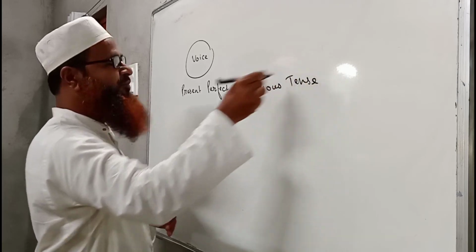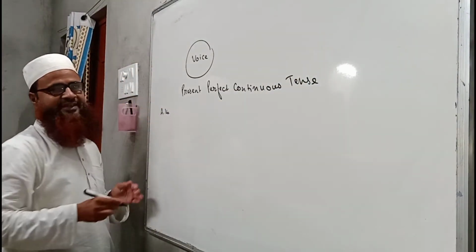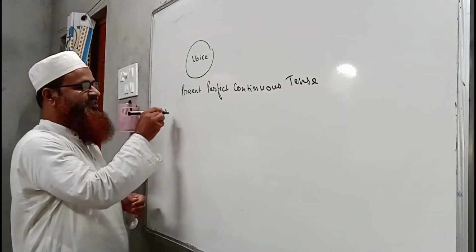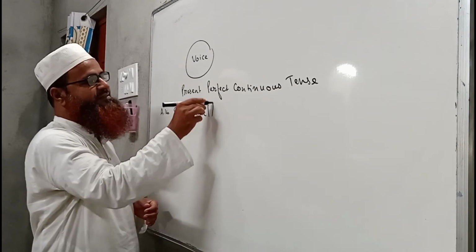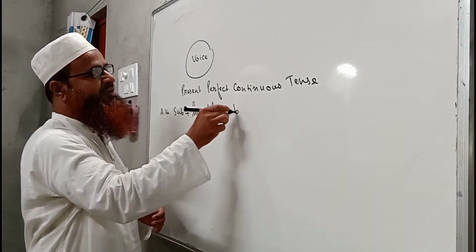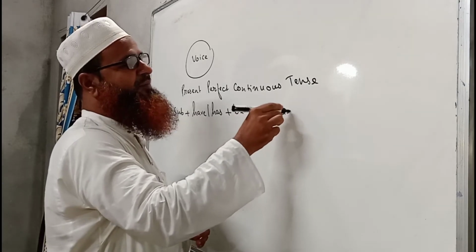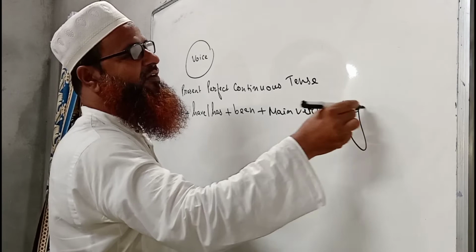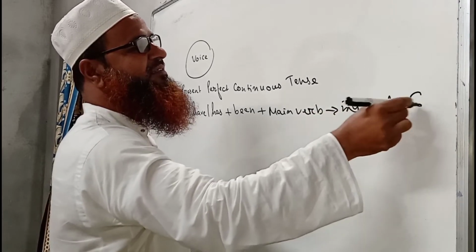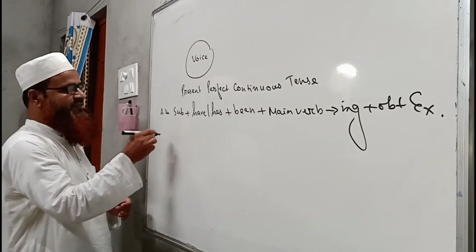So the active voice, AV, I am writing here AV. AV means active voice. Structure of present perfect continuous tense is subject plus have or has, then been, then main verb ing, again object and extension.